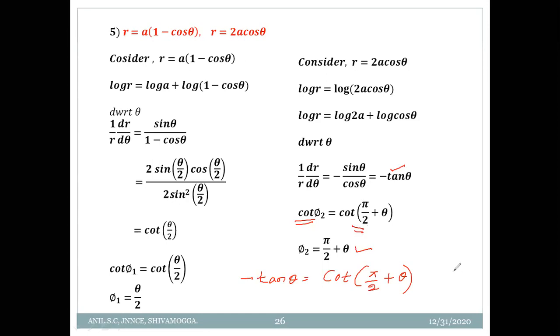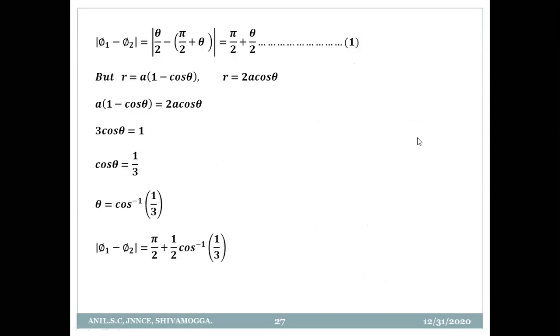Rest is very simple. We have phi 1 and we have phi 2. Take the difference. Phi 1 is theta by 2 and phi 2 is pi by 2 plus theta. Therefore, the angle between the two curves, magnitude of phi 1 minus phi 2 is equal to theta by 2 minus pi by 2 plus theta.